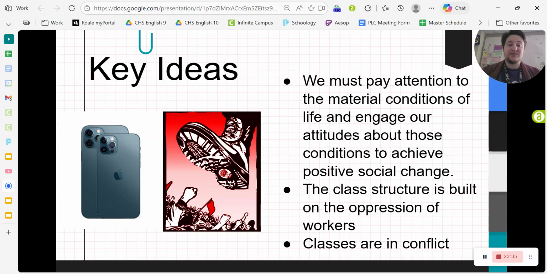The second key idea is that the class structure, the proletariat, bourgeois, and aristocracy, is built on the oppression of workers. This class structure can only exist because that small group of people at the very top is taking advantage of the big group of people that are being kept at the bottom. And as a result of this, the different classes are in conflict. They want different things. The proletariat wants working conditions to improve, for their lives to be better. Makes sense. But the aristocracy doesn't actually want that. They want things to stay as they are to maintain their power.